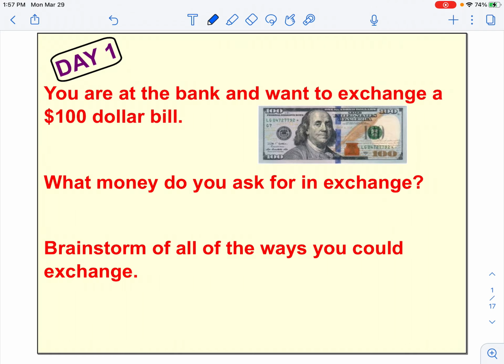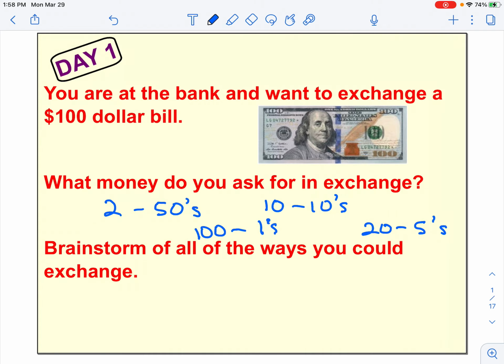Well, one of the choices would be to get two $50 bills. That's one way you could do that, because you take 100 and divide it by 2 and you get 50, two $50 bills. Or you could ask for 10 $10 bills, right? Because 10 divides evenly into 100 and you would get 10. Or you could ask for 100 ones. And then we could ask for other things, like fives. If we asked for $5 bills, we would get 20 $5 bills, okay?